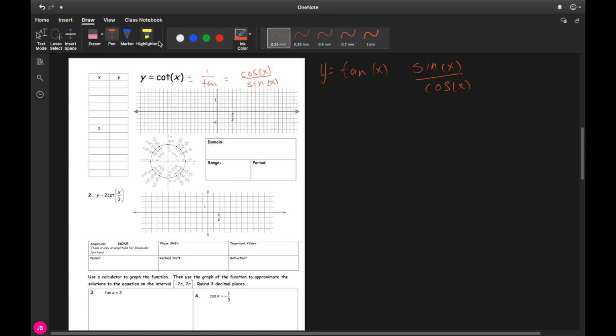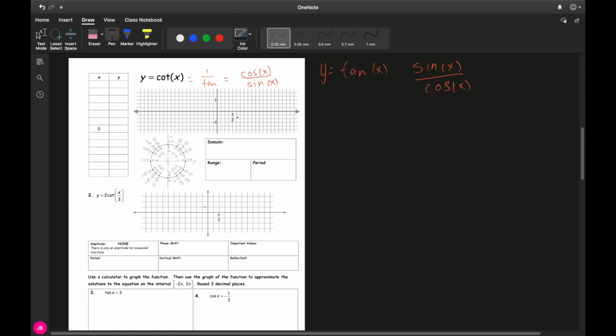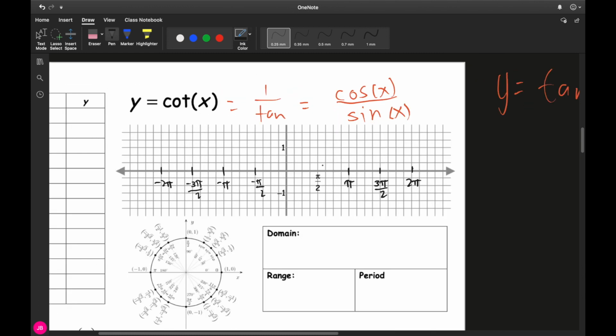All right, now as before, I'm going to go ahead and plot some of these points down. So let me zoom in for a bit. Okay, so now that we have our coordinate plane labeled, I'm going to start by graphing sine.